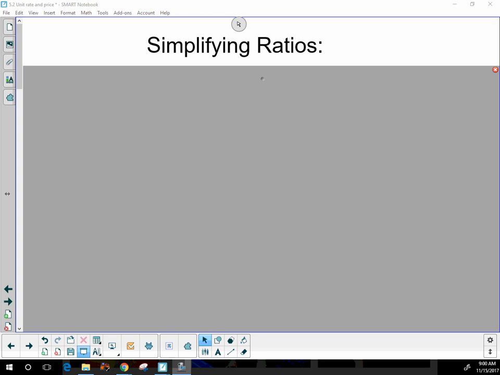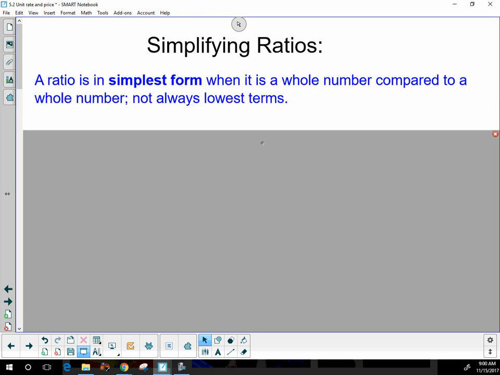One thing we need to understand about simplifying ratios is that a ratio in simplest form is when it's a whole number compared to a whole number. That's not necessarily lowest terms, okay? So that's different from a fraction that way.